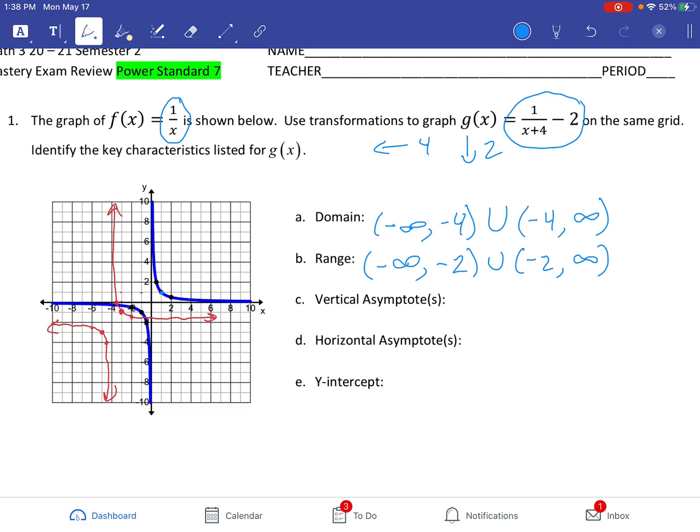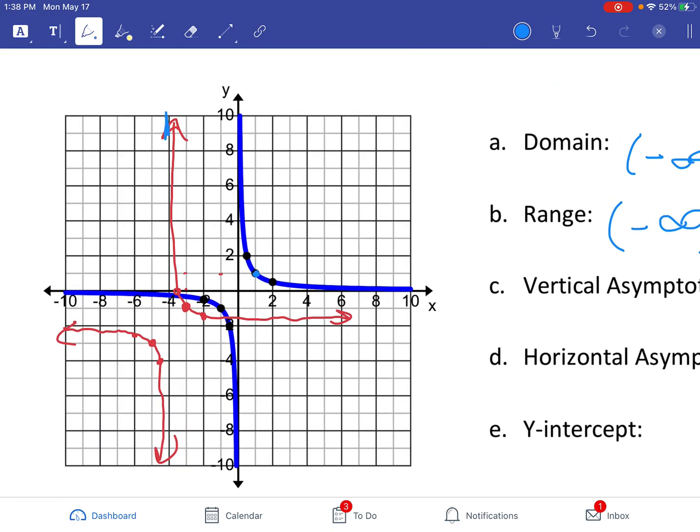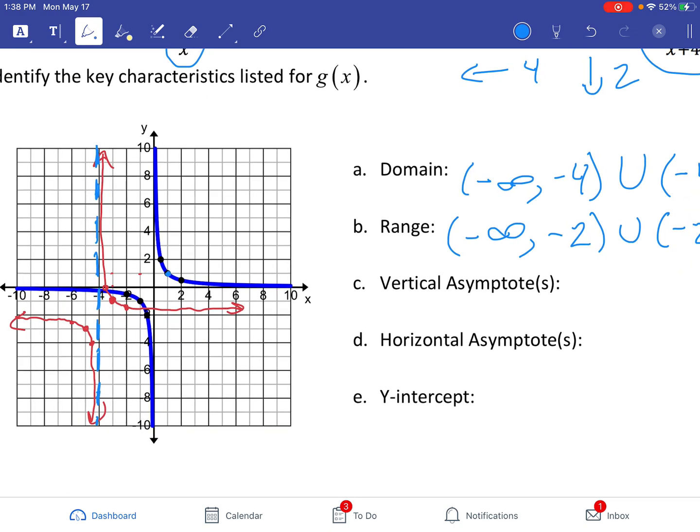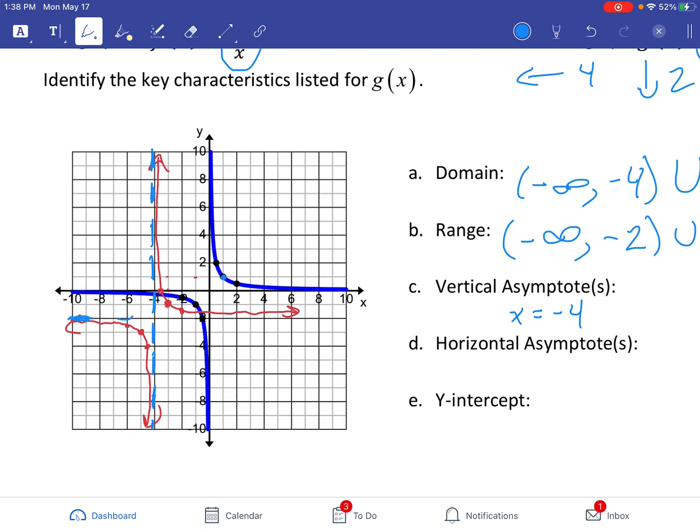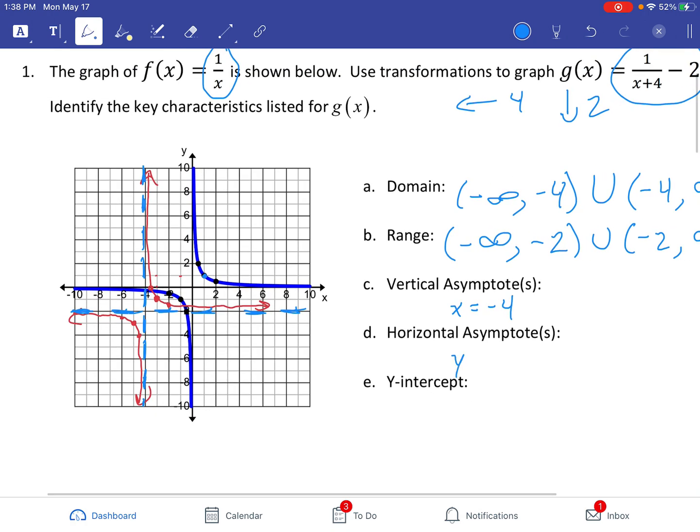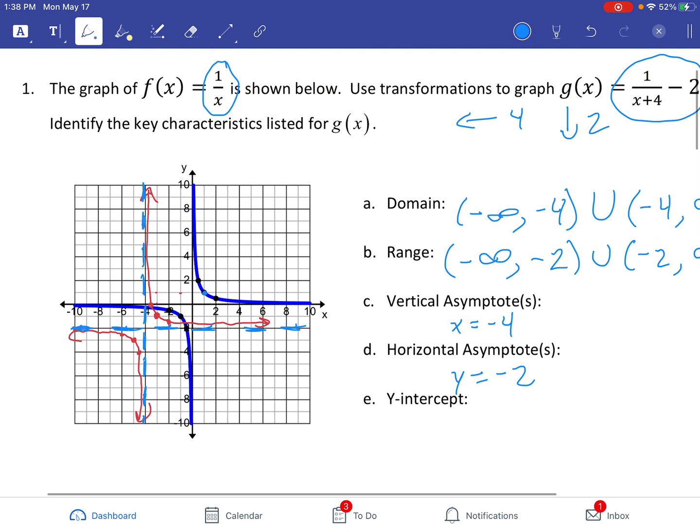So your vertical asymptote is going to be right here at negative 4, so that is x equals negative 4. Your horizontal asymptote is going to be right here at negative 2, so that is y equals negative 2.